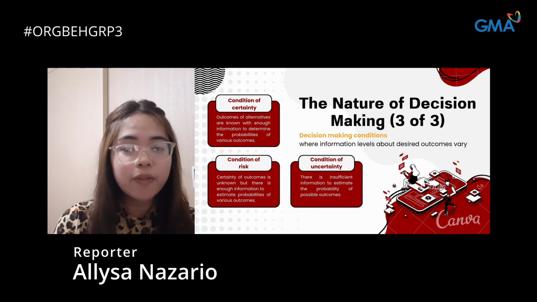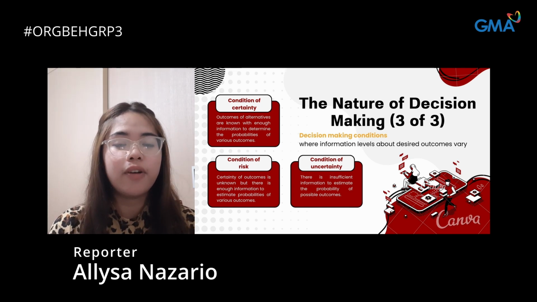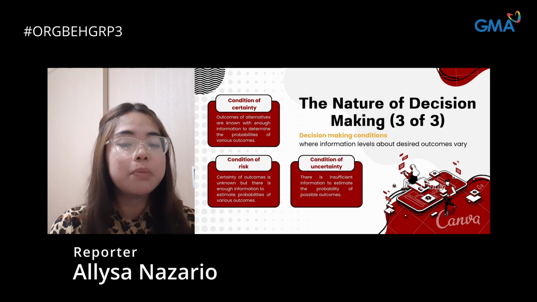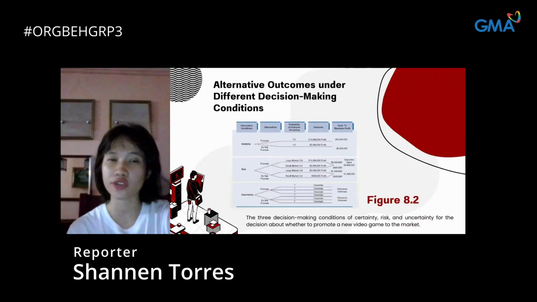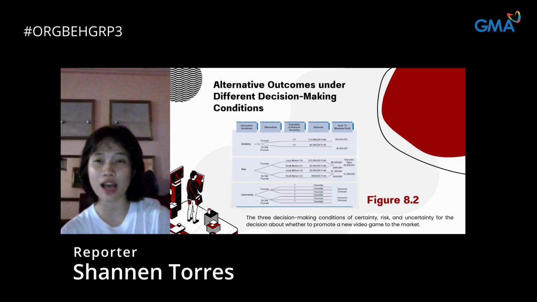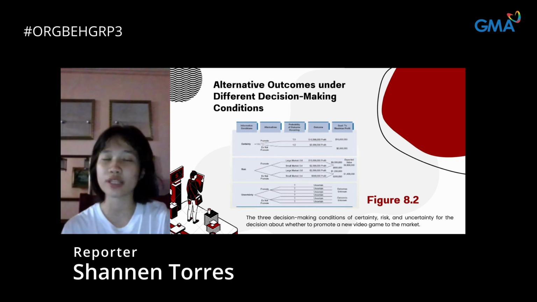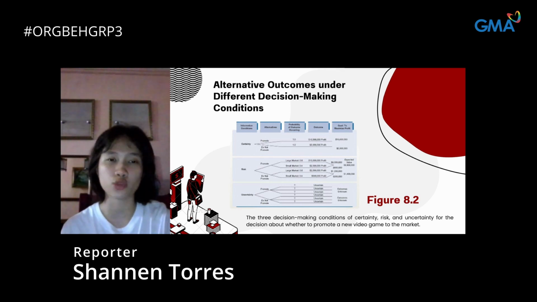And in condition of uncertainty, there is insufficient information to estimate the probability of possible outcomes, and that simply means that decision makers cannot predict or foresee any outcome due to insufficient information to base for. So the three decision-making conditions of certainty, risk, and uncertainty for the decision about whether to promote a new video game to the market. Under the conditions of certainty, the future and outcome are highly predictable. The more information this decision maker has, the better the decisions will be.